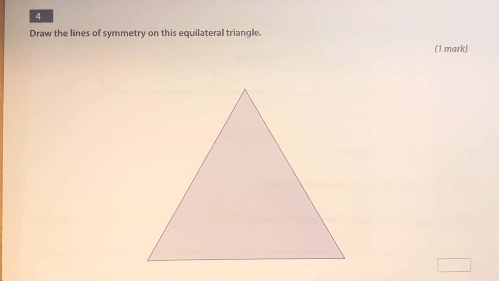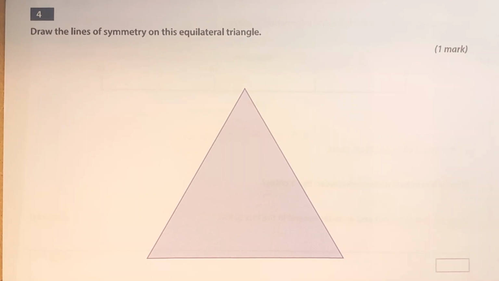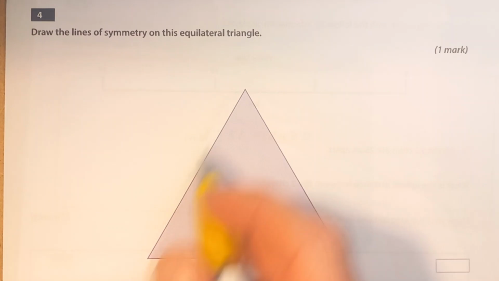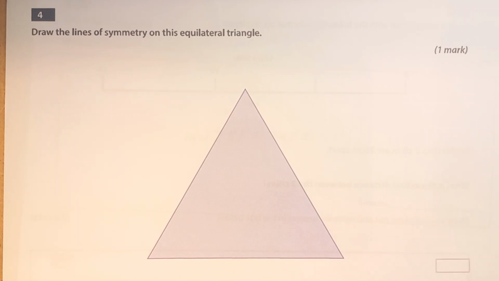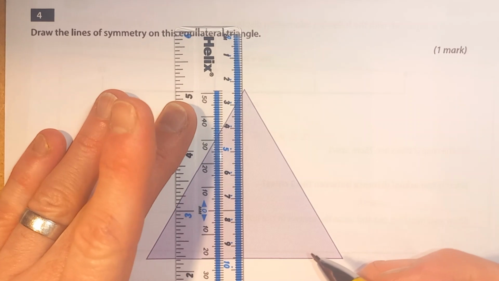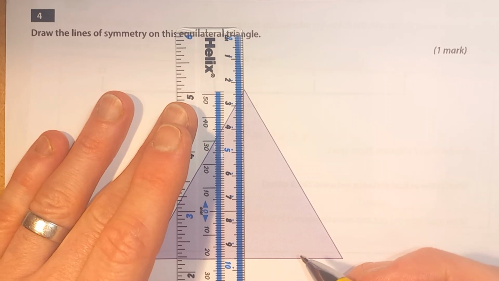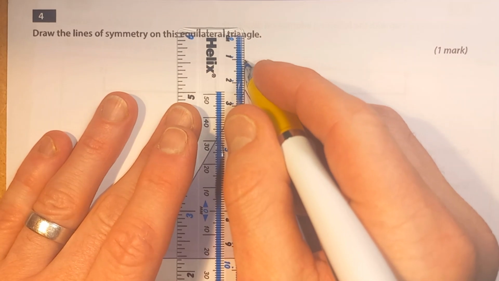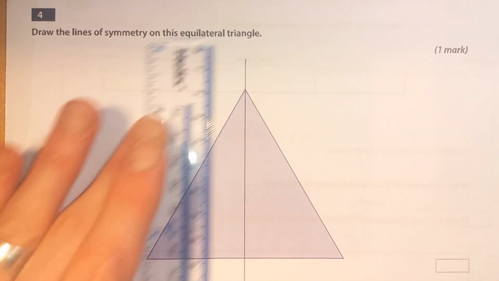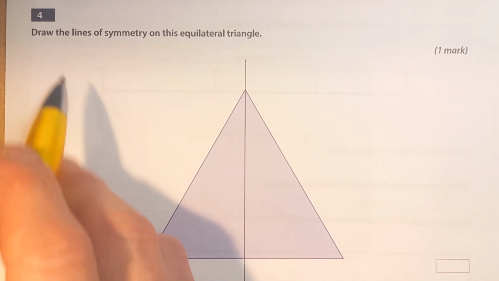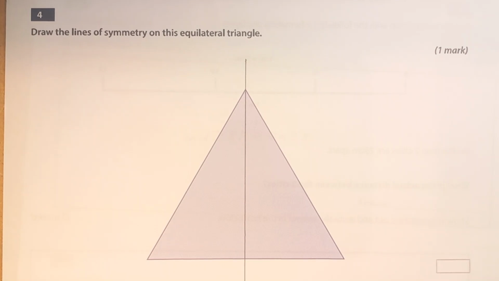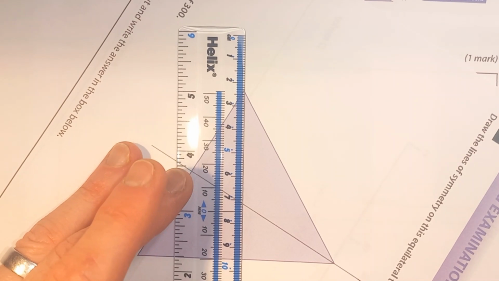Okay, question 4. Draw the lines of symmetry on this equilateral triangle. Okay, well, if it's an equilateral triangle, it means all the sides and all the angles are the same. So you might be able to see straight away, well, I can chop this triangle straight down the middle. Okay, but don't stop there, because it says draw the lines of symmetry, so there's more than one. In fact, what helps with these sometimes is to turn it around. If we look at the triangle like that, well, then suddenly we see, oh, actually, we've got another one straight down the middle again.